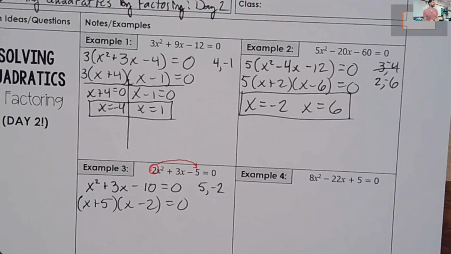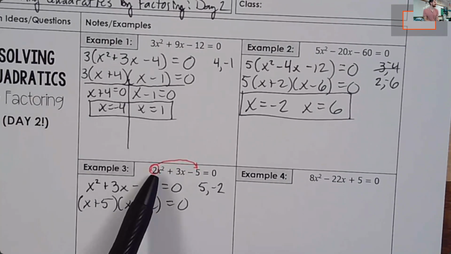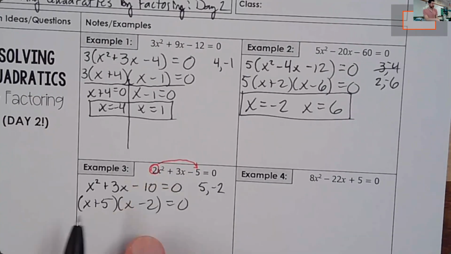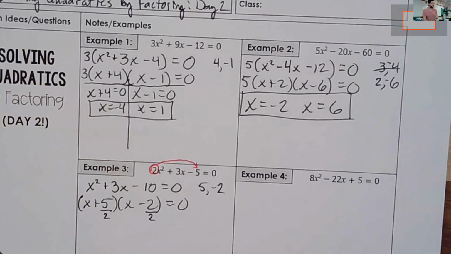Does anybody remember the next step for slip and slide factoring? Gillian? Divide the 5 and the negative 2 by 2, because we're dividing both of those factors by the value that was slipped to the end. Good. So we take this 2, and we're going to divide both of those numbers by that 2. So divide by 2, divide by 2.